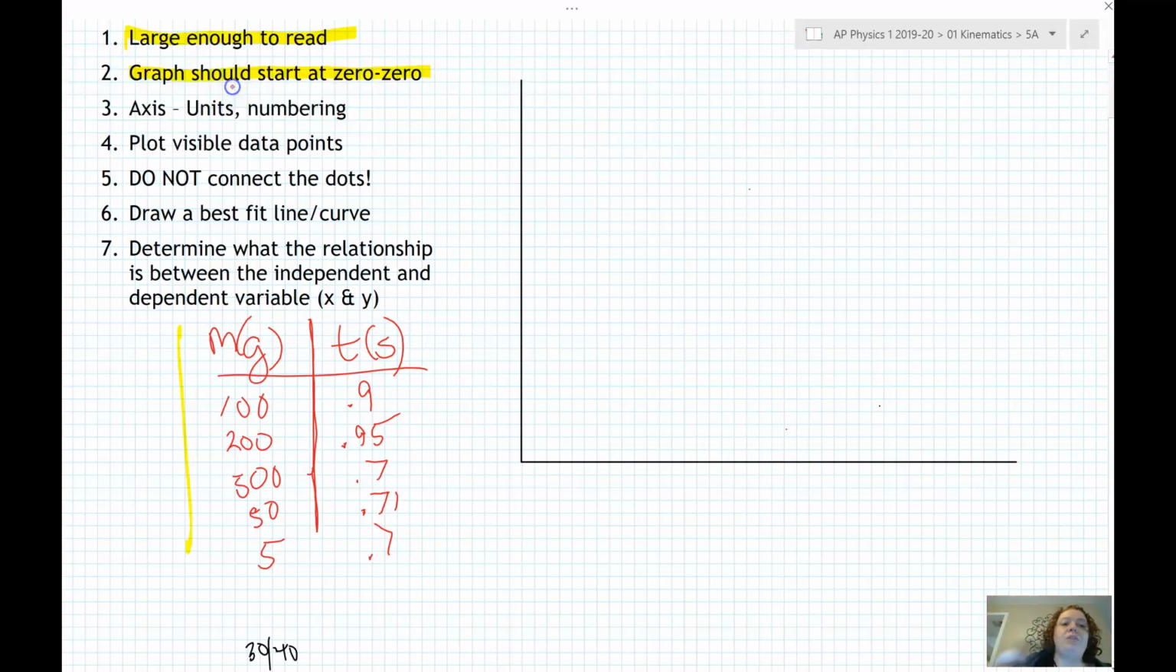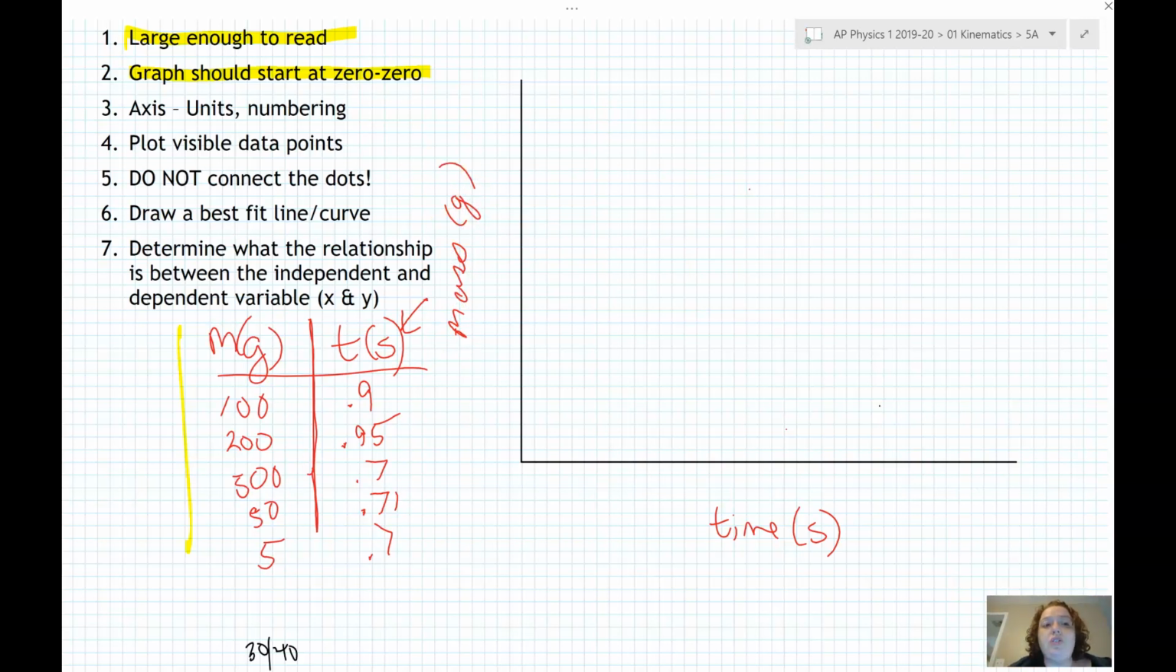I know we tend to be concerned about independent and dependent, but I'm not going to go too hard into that part. For most of what we're doing, if we've got time, that goes on your x-axis. Always put your variable and your unit, and you can do that on both sides, so that people know what we're working with.